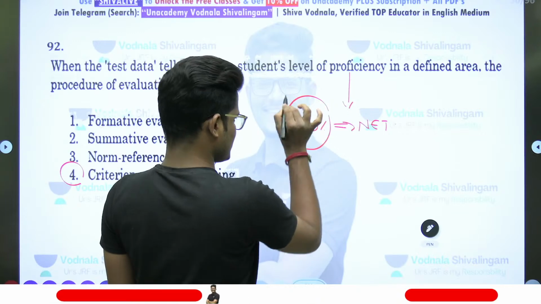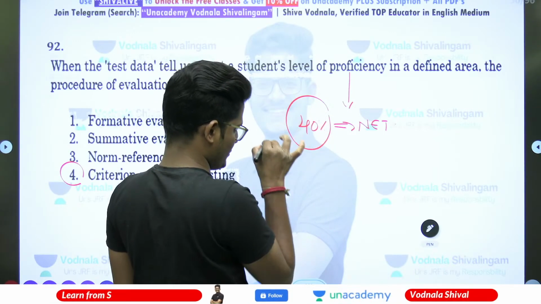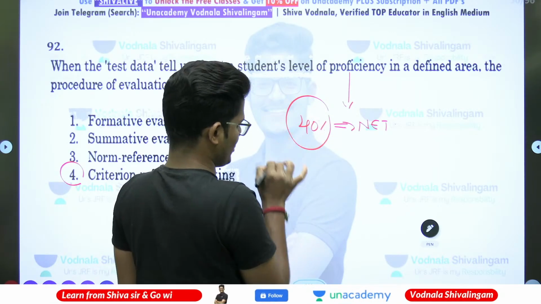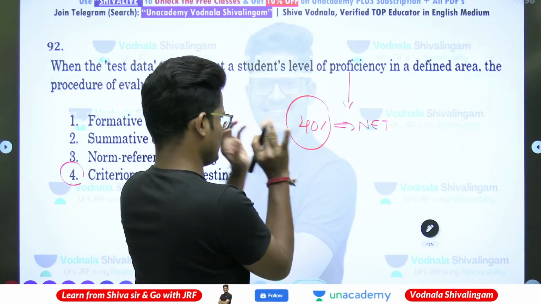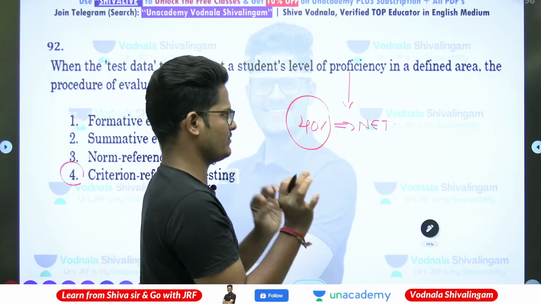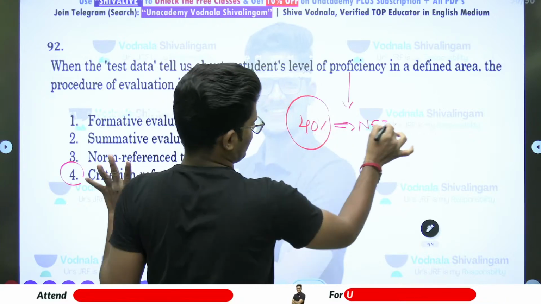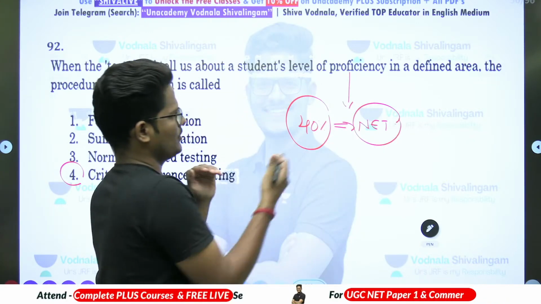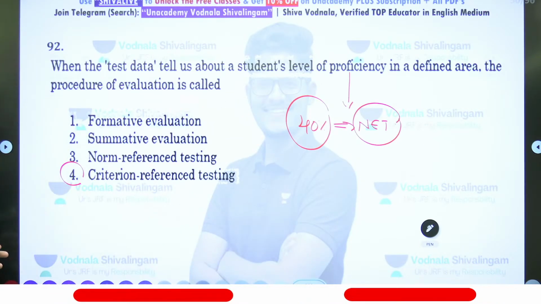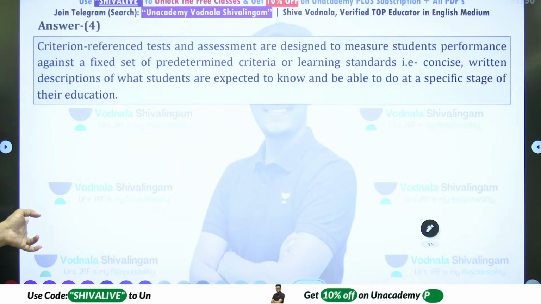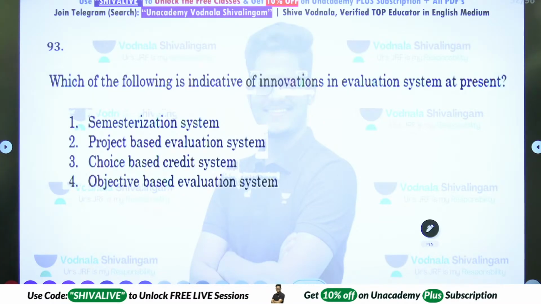whatever the standard which is created by the NTA or the UGC for the UGC NET examination, you have attained. That is 40% minimum in both the papers, we need to get it. That we got it automatically. That we got it, and now you are proficient enough in the area of that particular UGC NET exam. Next.